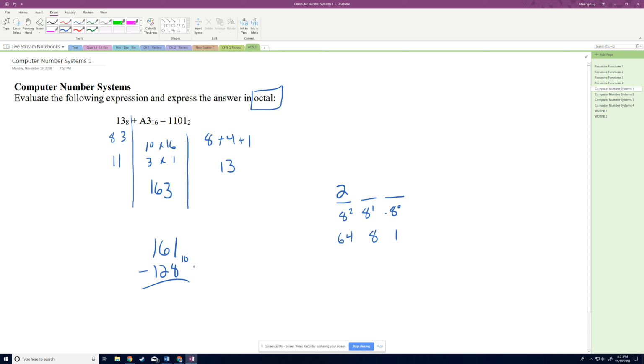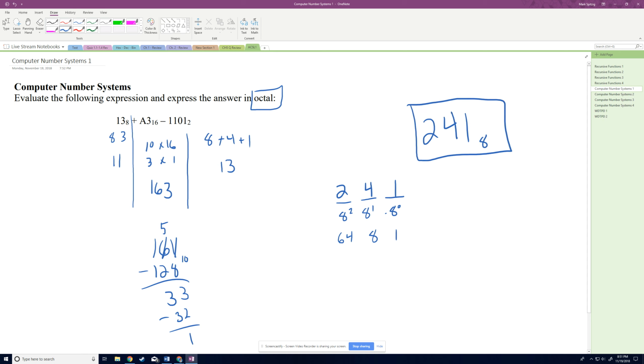Okay. Then basically we can do the subtraction. We're going to have to do this by hand or in our brains is fine, but we end up with 33. All right, so we have 33 left. So how many 8s go into 33? Well, we should know that we have 4, because 4 times 8 is, of course, 32. We have 1 left, so how many 1s? 1. So our answer is going to be 241. That's base 8, or octal, which is what we're looking for, 241.